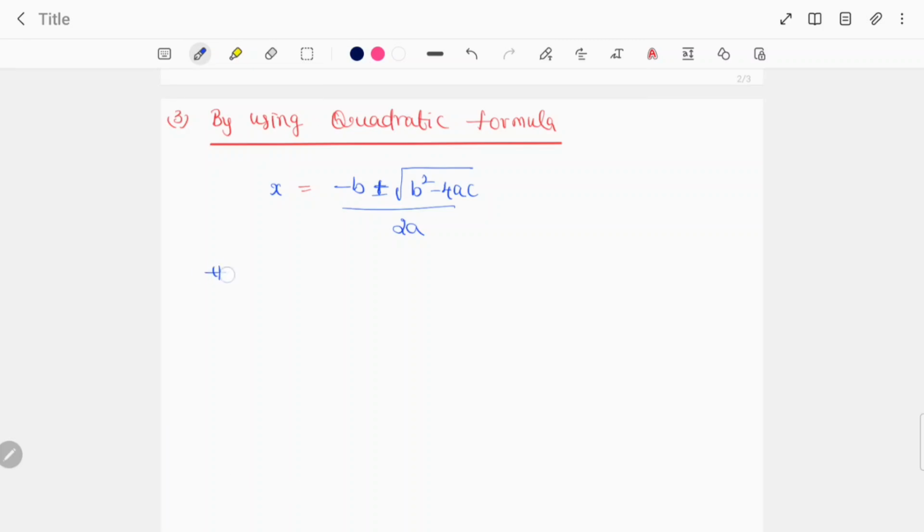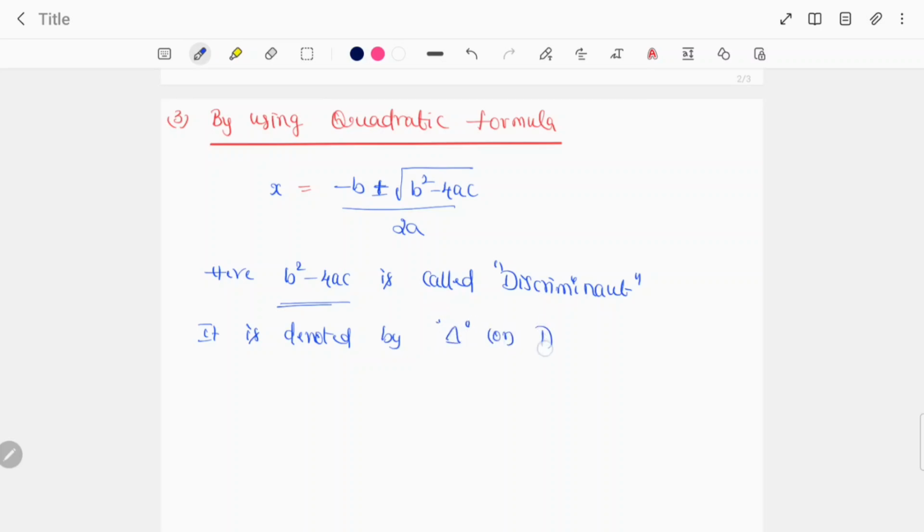Here b² − 4ac is called the discriminant. Based on this one we are going to decide what roots we are going to get. It is denoted by delta or the capital D symbol.